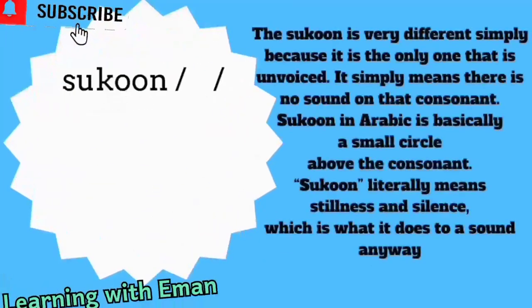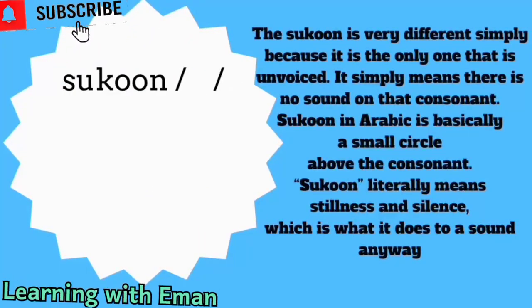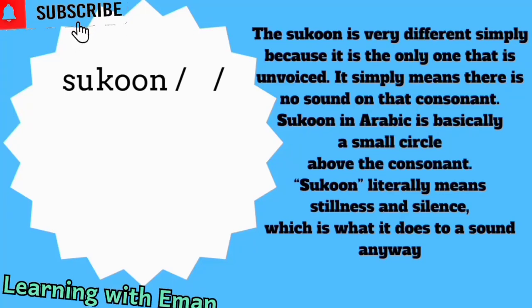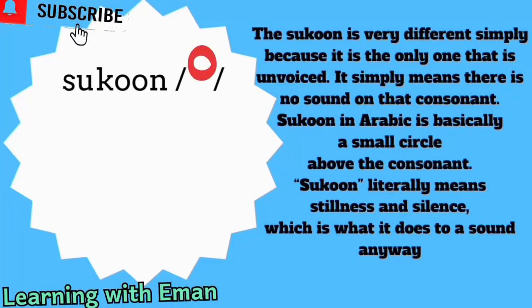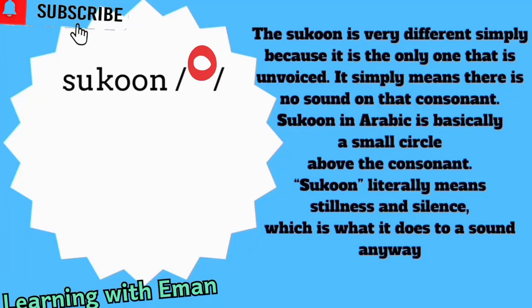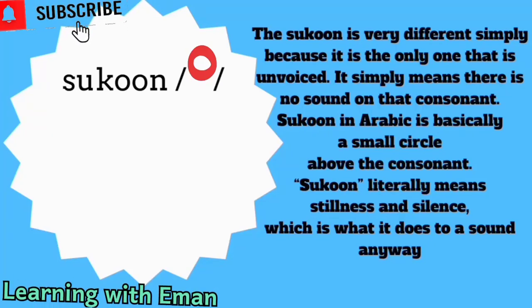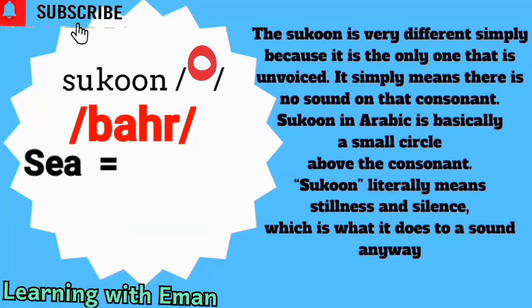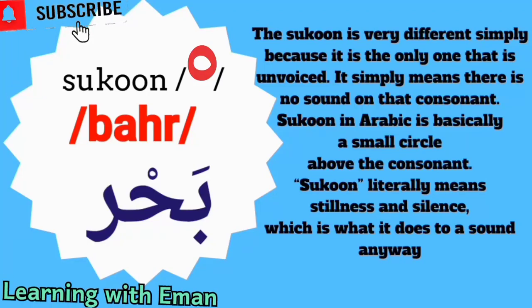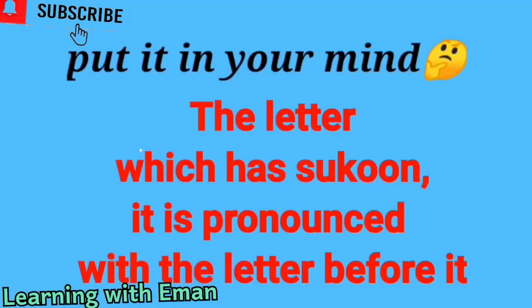The sukoon is very different simply because it is the only one that is unvoiced. It simply means there is no sound on that consonant. Sukoon in Arabic is basically a small circle above the consonant. Sukoon literally means stillness and silence, which is what it does to a sound anyway. Such as Bahr means sea. The letter which has sukoon is pronounced with the letter before it.